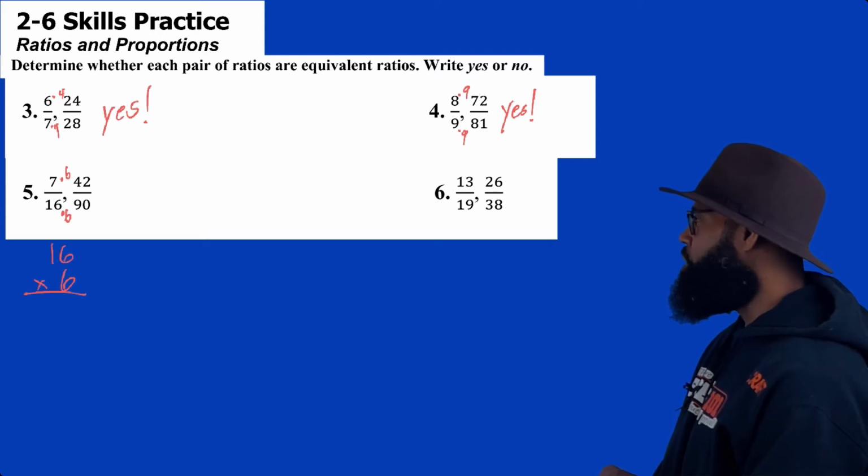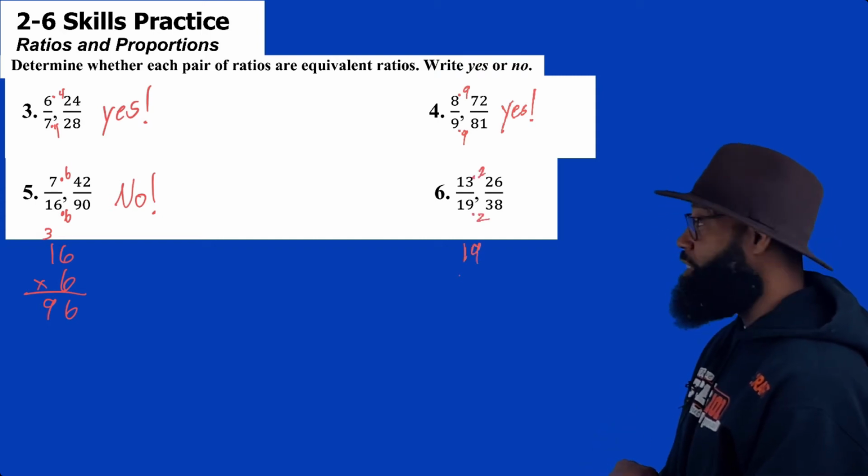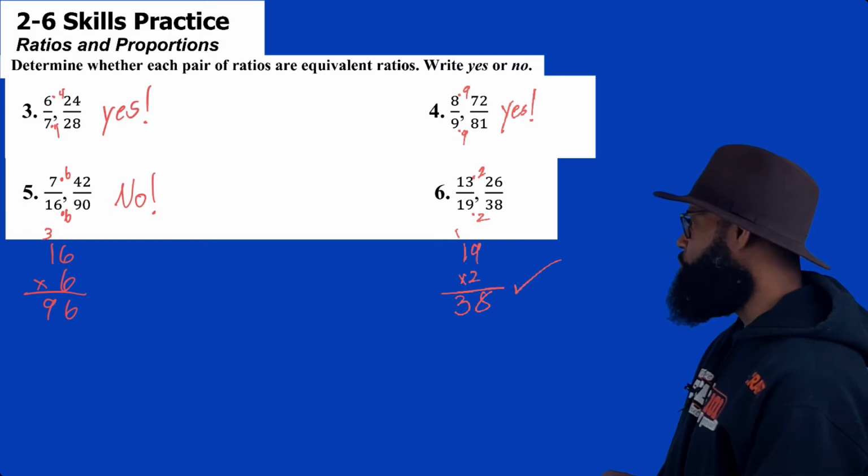And over here, 7 times 6 is 42, 16 times 6 is 90. Let's find out. Hold on, doesn't look like I'm going to get 90, so therefore it is a no. And that's what I mean by your eyes can see it. You saw right off 7 times 6, 42, but it did not work on my other. So even here, guys, 13 times 2 is 26. And 19 times 2, guess what, is 38, so it checks.